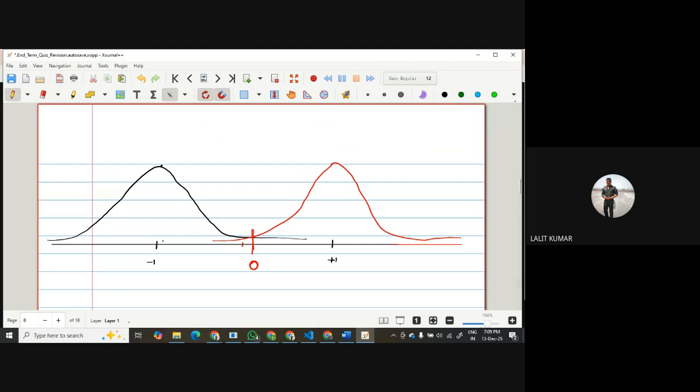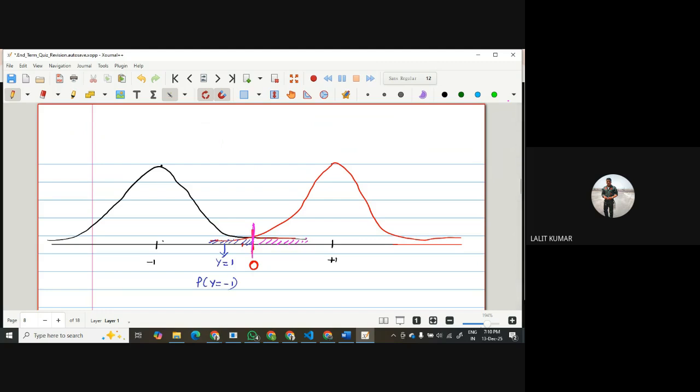Now, I am interested in these two errors. The first error is here. Here actually y is equal to 1, but I'm predicting y is equal to -1. Is this okay? Yes, sir. And both are equal on both sides. So if you want to calculate this, I will calculate for either this or this.